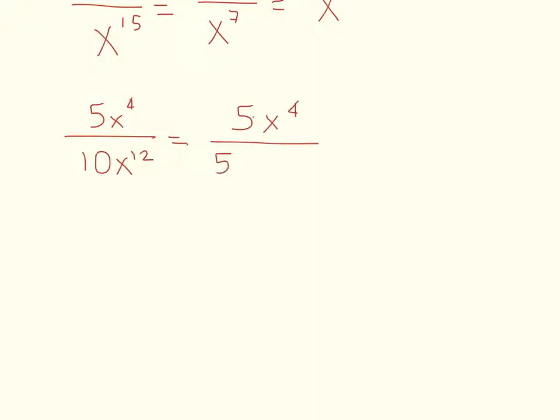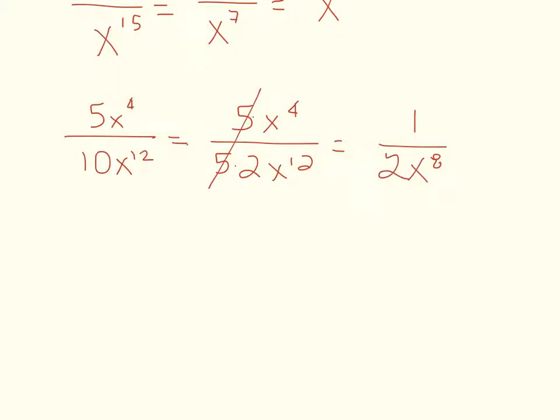10 is really 5 times 2. I know that the 5's will cancel out. I know that I'm going to subtract exponents. I know the x is going to be left on the bottom, so I'll be left with an x to the 8th on the bottom, and I'll also have a 2 in my denominator.